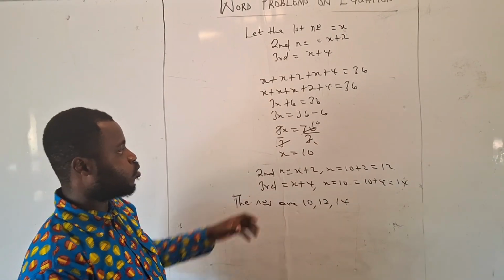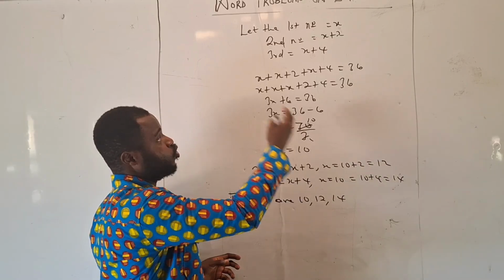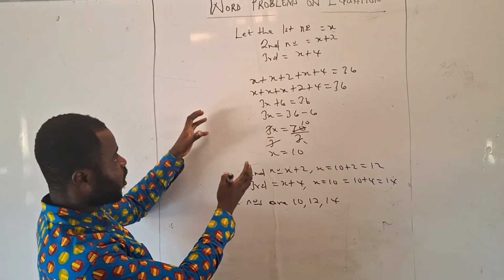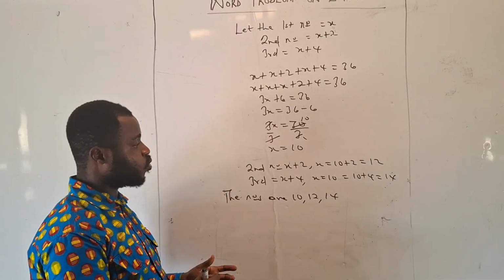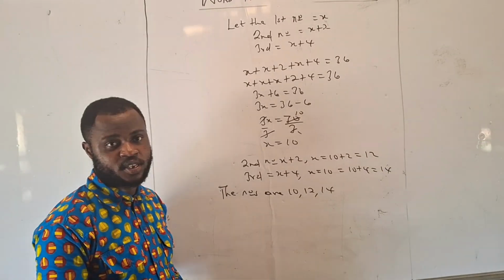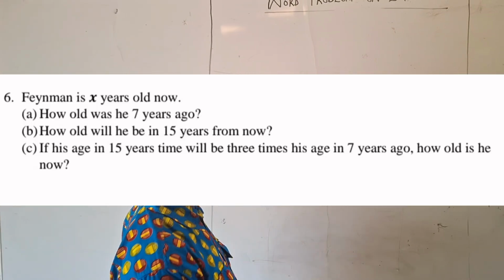So in maths, when you finish, you should be able to prove, to show that your answer is correct. So this is how we solve questions involving consecutive numbers. We are taking another question. Yes, so this question also involves ages.